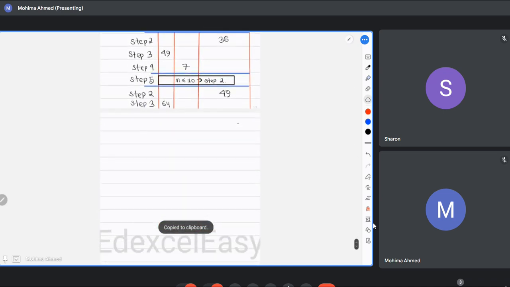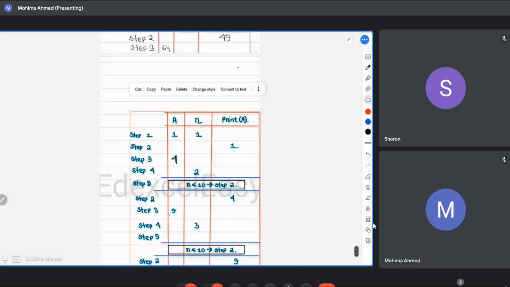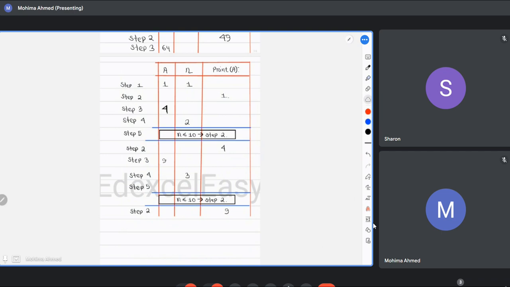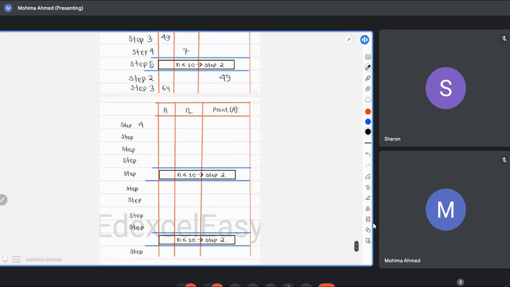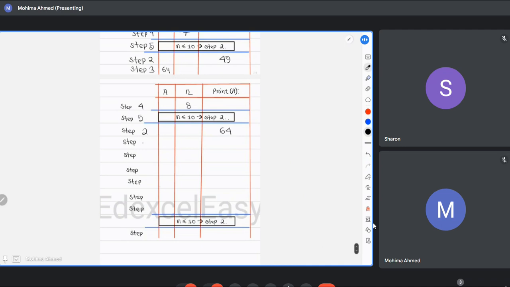Copy this. Okay, now for step 4 this time, this is going to be 7 plus 1, so 8. And this is step 5, which is going to be this one. Right, and then again for step 2, it will print 64. Right, and then again for what? Step 3, new value for A, 64 plus 2 multiplied with 8 plus 1. This gives you 81. A new value for n is 8 plus 1 is 9.